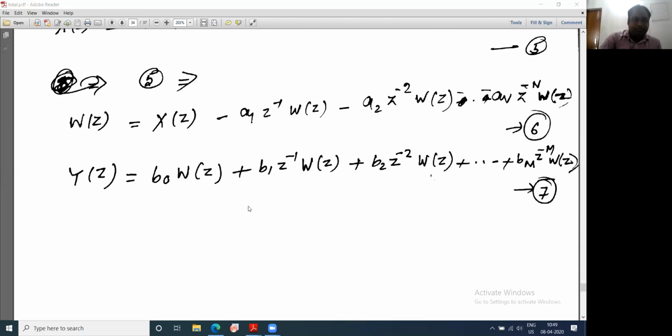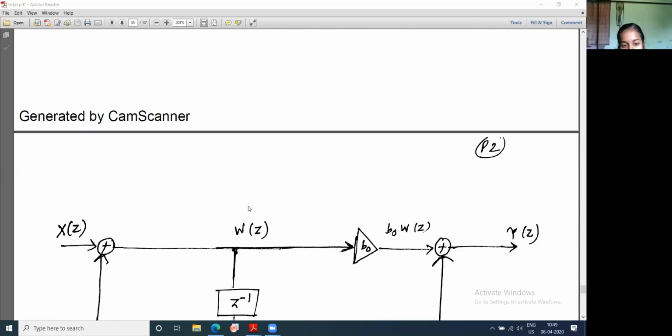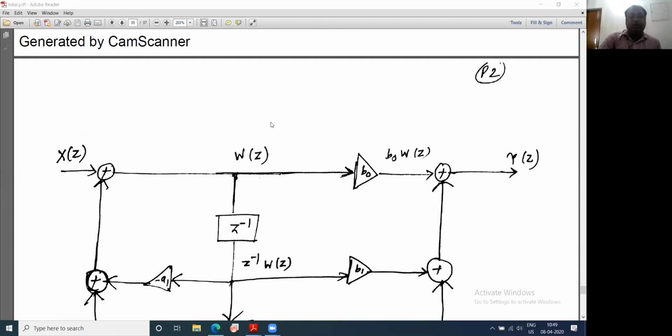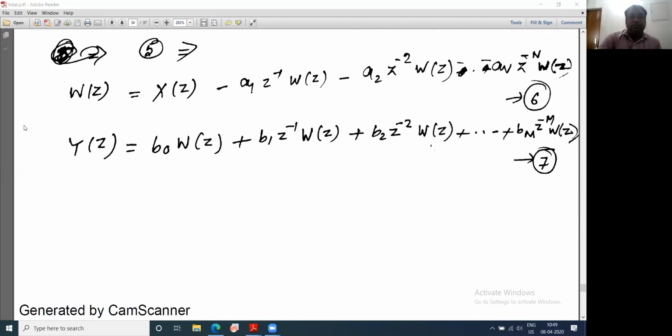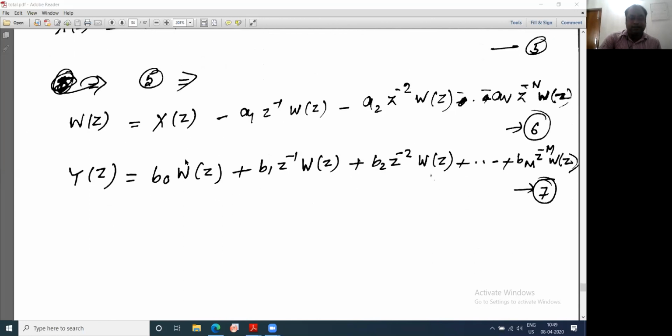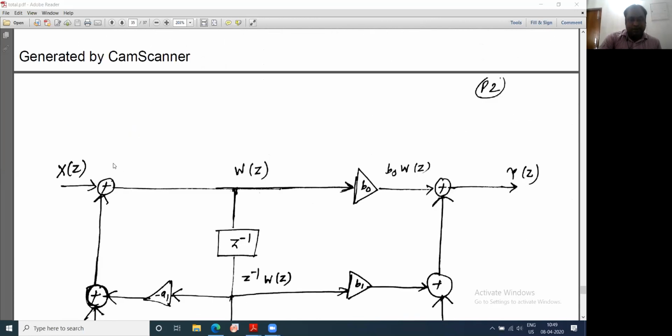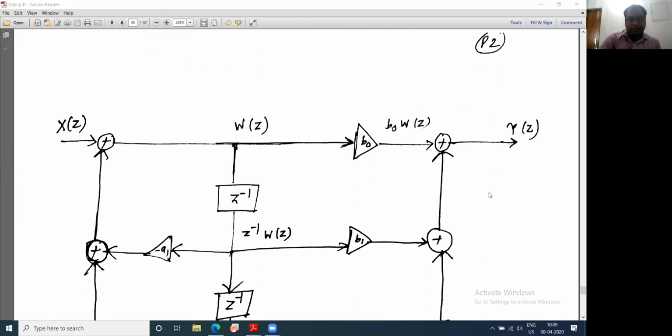Now come here. This is the realization of W(z), Y(z) and X(z). What am I doing? I have written X(z) here, then in between I have written W(z), then I have written Y(z) here. I want to realize it using the same thing.